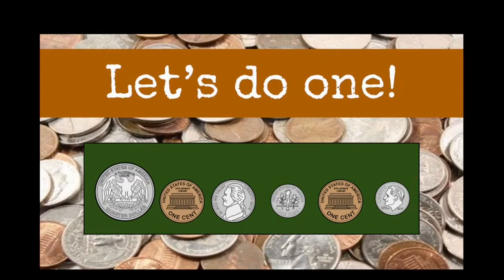Okay, so let's look at another one. Let's do this one together. We have a quarter, a penny, a nickel, a dime, a penny, and a dime. These are definitely not in order, so we're going to put these in order. We know that our quarter is the highest, so that's going to go first.